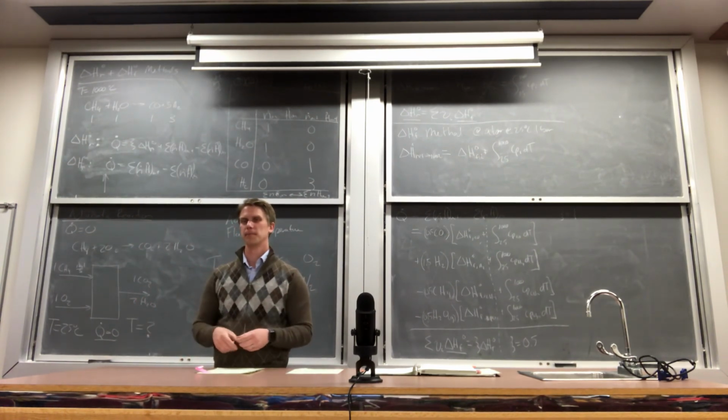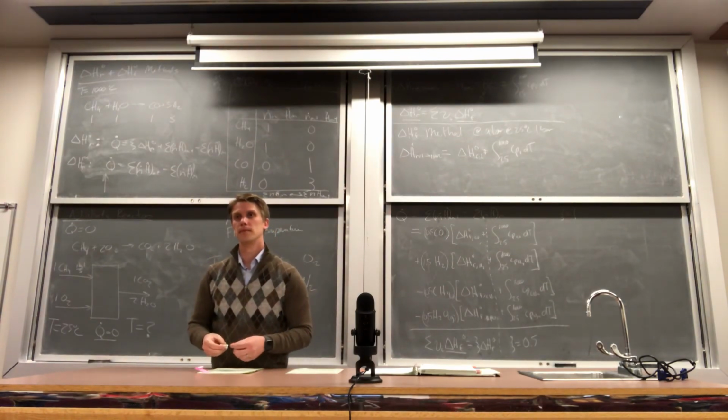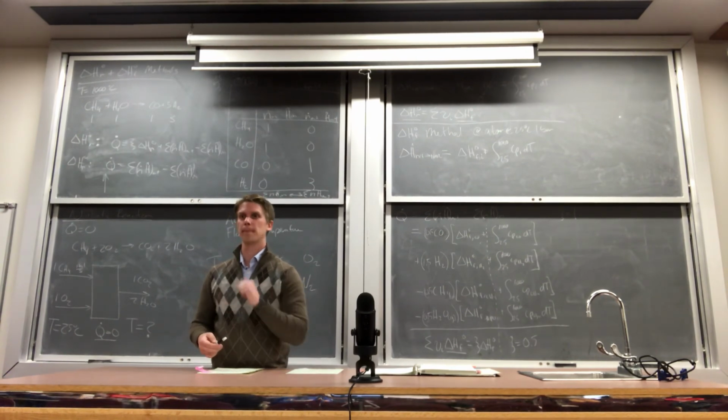But let's just assume Cp is constant. Then it's just a simple T out minus T in, and it's just going to solve all those. Yeah, exactly.